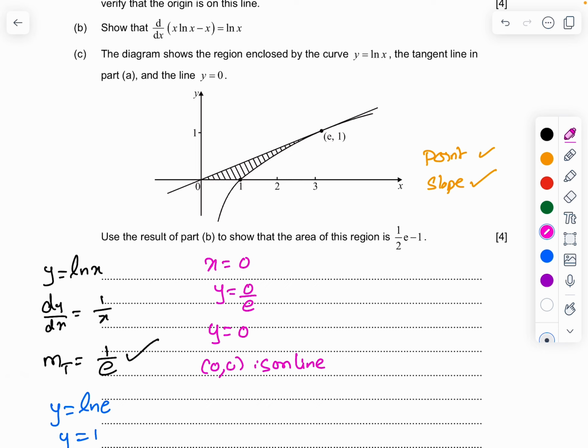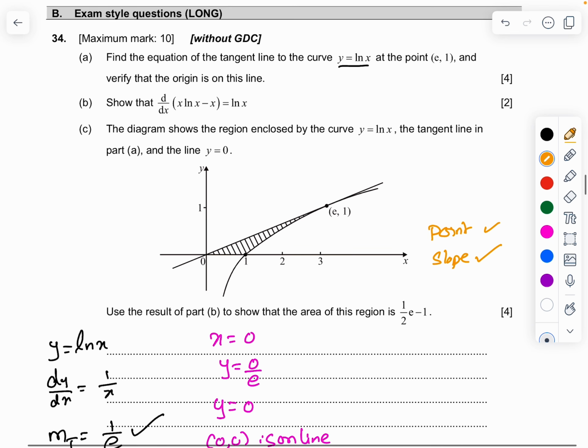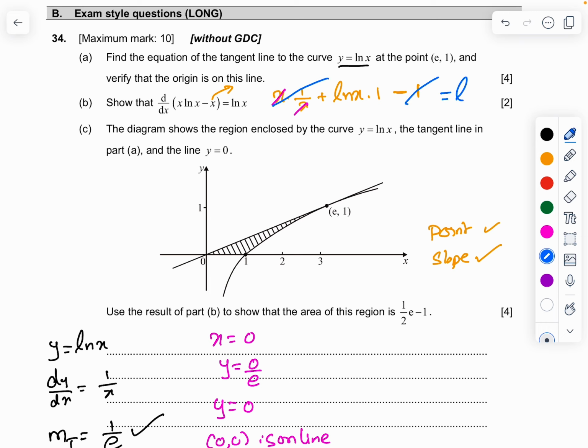Before that, what was part B? Show that the derivative of x ln x minus x is ln x. So use the product rule: x times ln x, derivative of ln x is 1 upon x. Next, times ln x as it is, derivative of x is 1, minus, again the derivative of x is 1. So x and x get cancelled, so it is 1. Again 1 and 1 cancel. So what am I left over with? Only ln x. Now what is being asked?